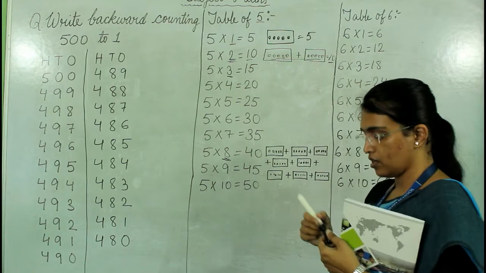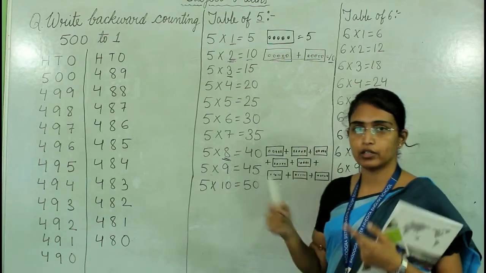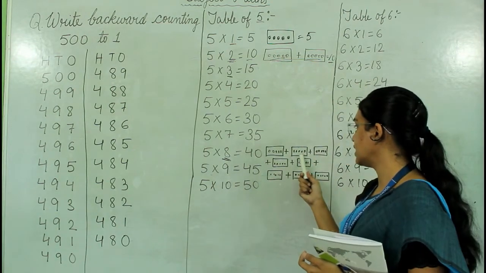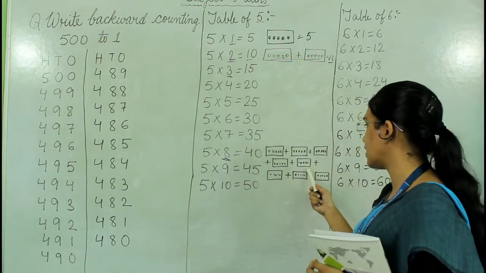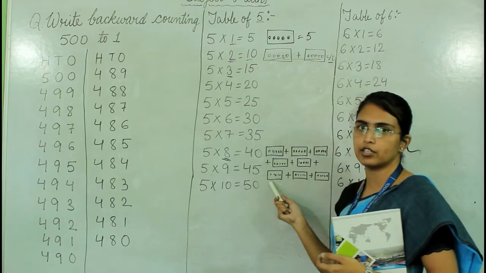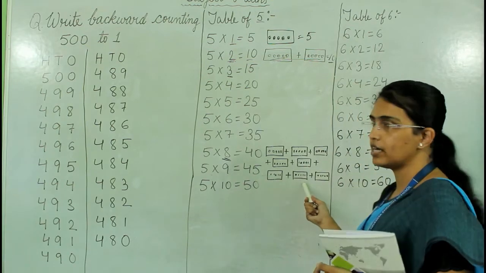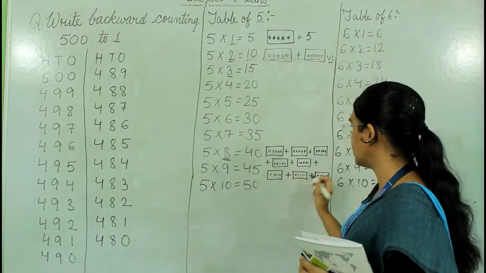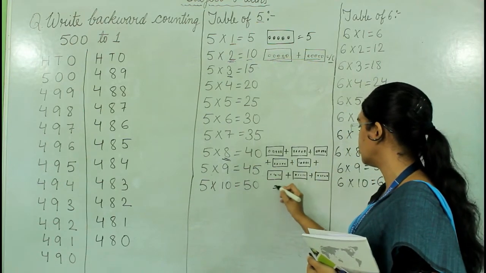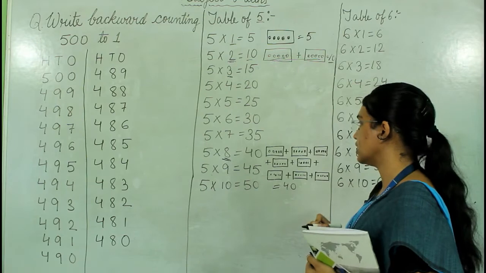Yeah, it's done. Now, again we will count, okay? 5 plus 5, 10, 10 plus 5, 15, 15 plus 5, 20, 20 plus 5, 25, 25 plus 5, 30, 30 plus 5, 35, 35 plus 5, 40. That means if we add all these balls, we will get the answer 40.